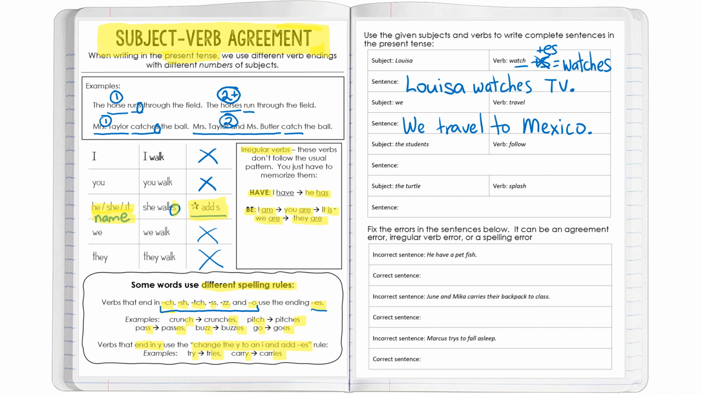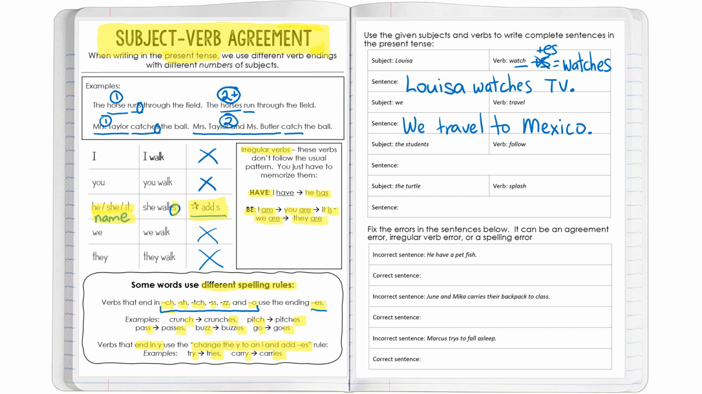So I'm going to invite you to please pause the video, try out the next two on your own, and then restart the video to check your work. Hopefully you have finished the next two and you are restarting the video to check your work.